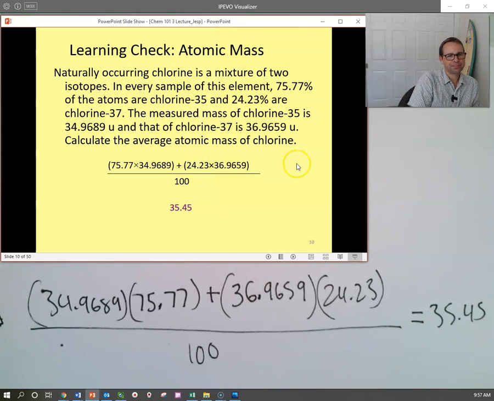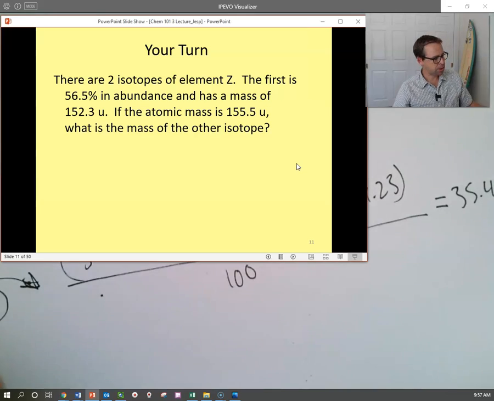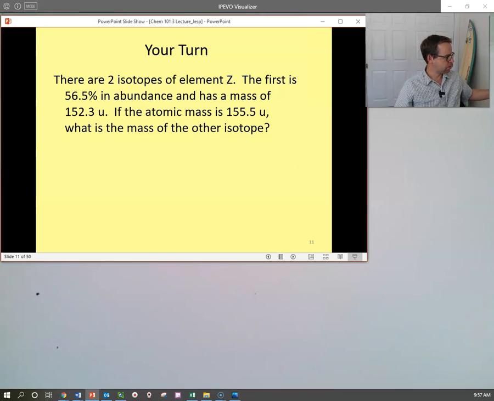Okay. So here's another one. Let's see if we can solve this one together. There are two isotopes of an element, some element Z. The first is 56.5% in abundance and has a mass of 152.3. All right. If the atomic mass is 155.5, what's the mass of the other isotope?